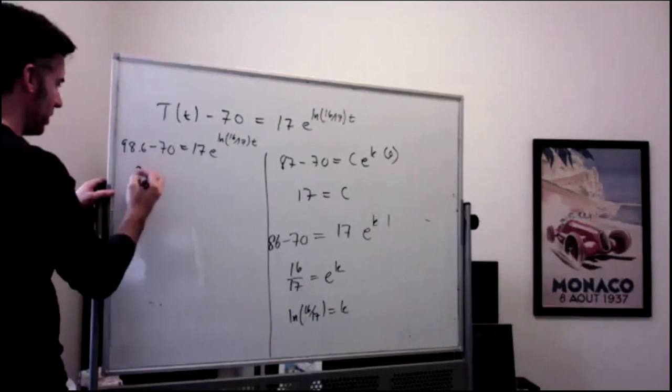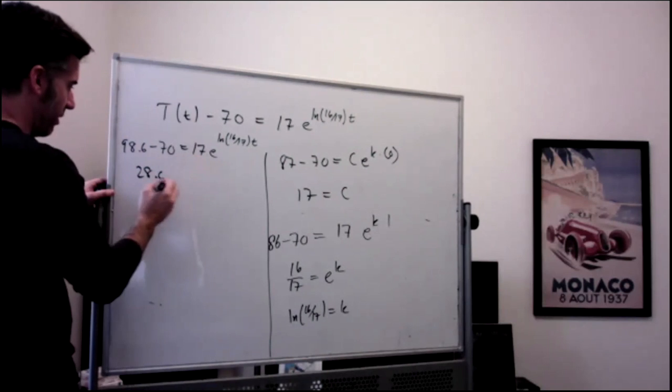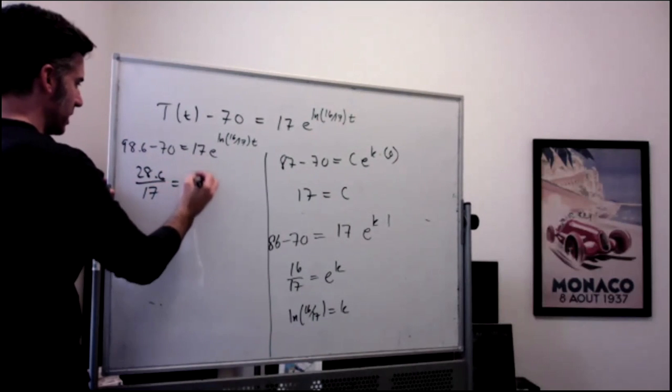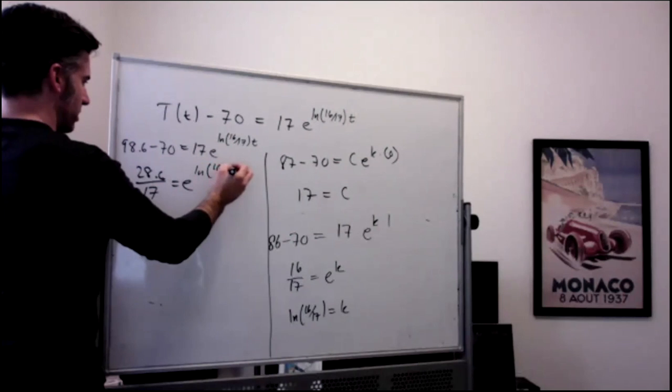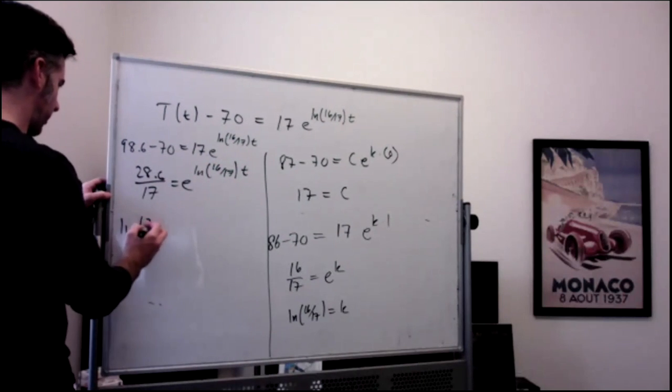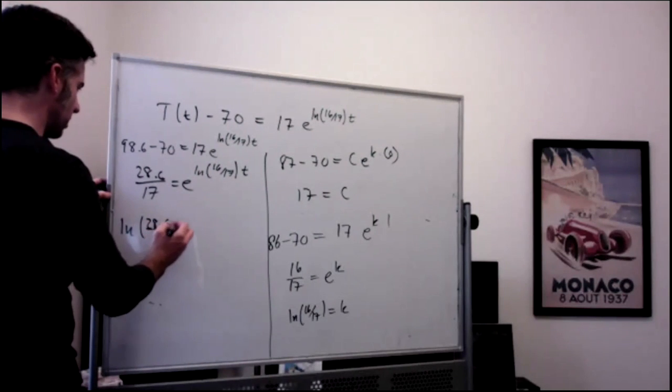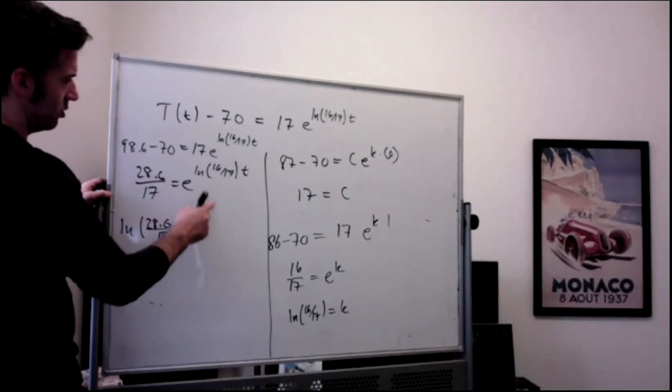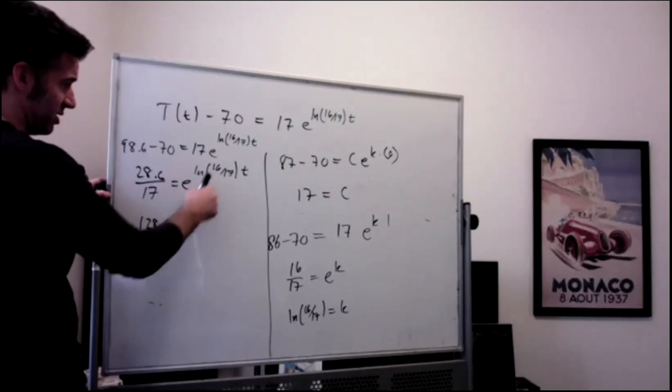So this is 28.6 divided by 17 equals e to the natural log of 16/17 t. Take the natural log of both sides. The natural log of 28.6 over 17 is equal to the natural log of e to the stuff, and the natural log of e to the stuff is just the stuff.